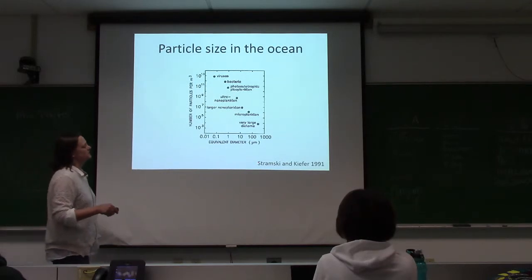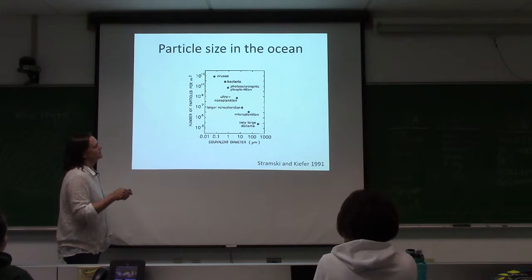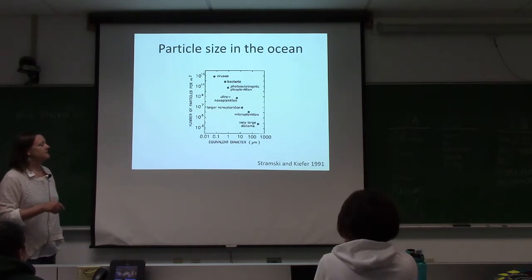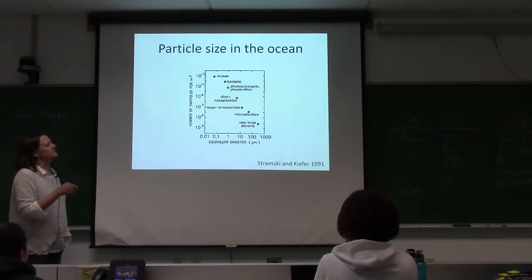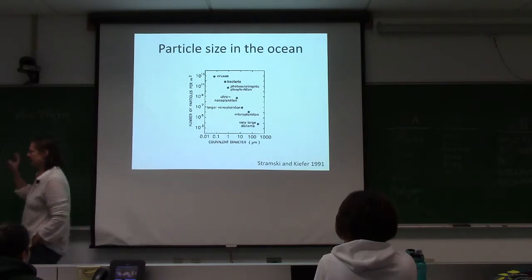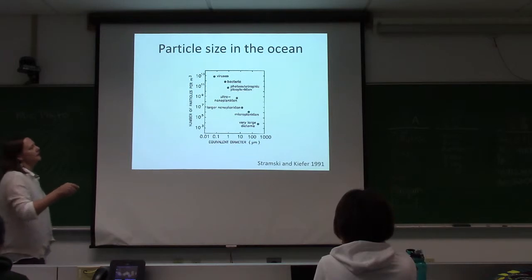A while ago, Darius Stramski and Dale Kiefer looked at the size spectrum in the ocean, and they said, okay, if we look at how many particles we see per cubic meter versus their size, they were not the first ones to do this, but you find that you tend to have a lot of small things and not very many big things, right? And if you look at the slope of that line, that was back to what we were talking about, steep slopes and flat slopes.